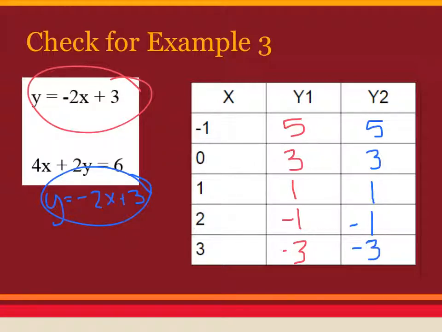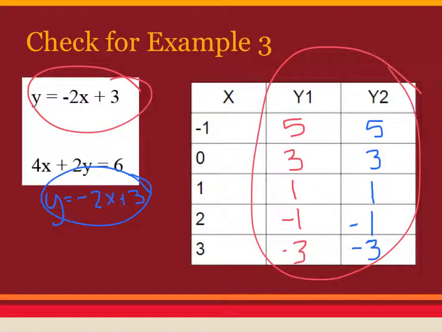You'll notice that on this table, the y values match. That shows us that every single point that is on the first line is also a point on the second line, and that tells us that there are infinite solutions.